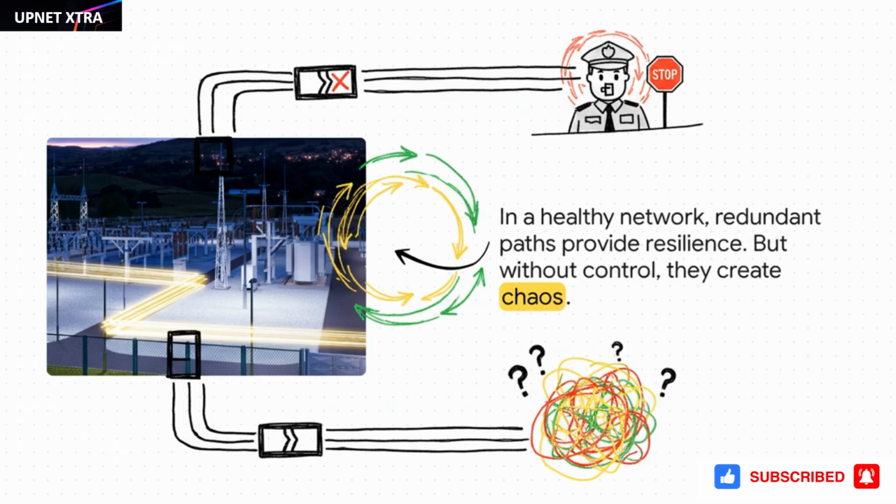You build extra links between your switches, right? So if one cable gets cut, traffic just zips along another route. It's brilliant for keeping things online. But those extra paths, these loops, they create a hidden ticking time bomb. Without a traffic cop telling packets where to go, the network just descends into chaos.